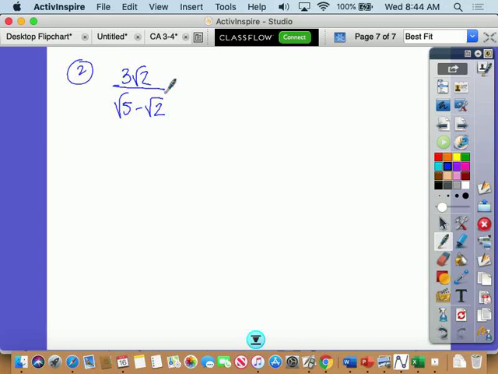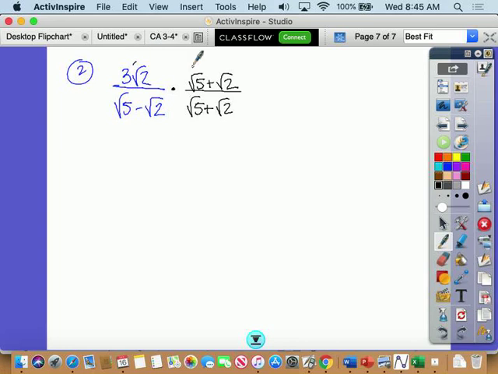Okay, step 1. What's it going to be? Multiply by the conjugate of what? The denominator. So we're going to have square root of 5 plus square root of 2. And we're going to do the same thing on top and bottom because that's like multiplying by 1. We talked about that yesterday. If you do something in the denominator, you have to do the same thing in the numerator so that you're in essence multiplying by 1. Now let's simplify.